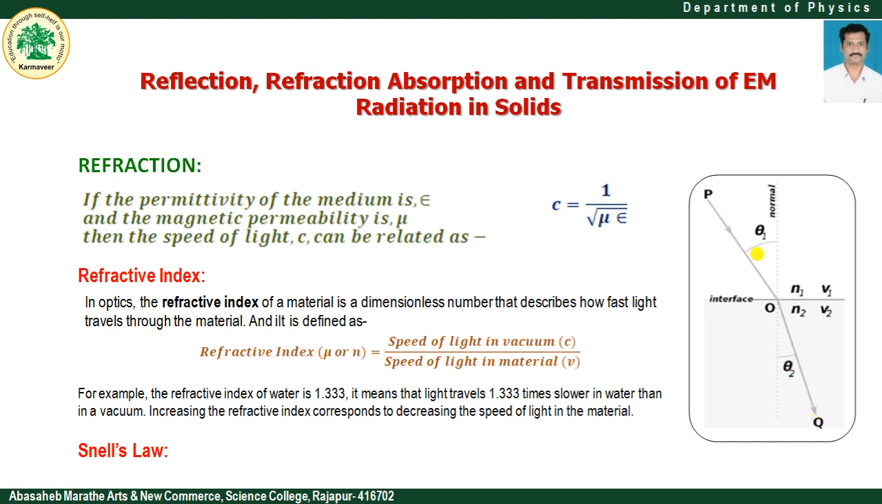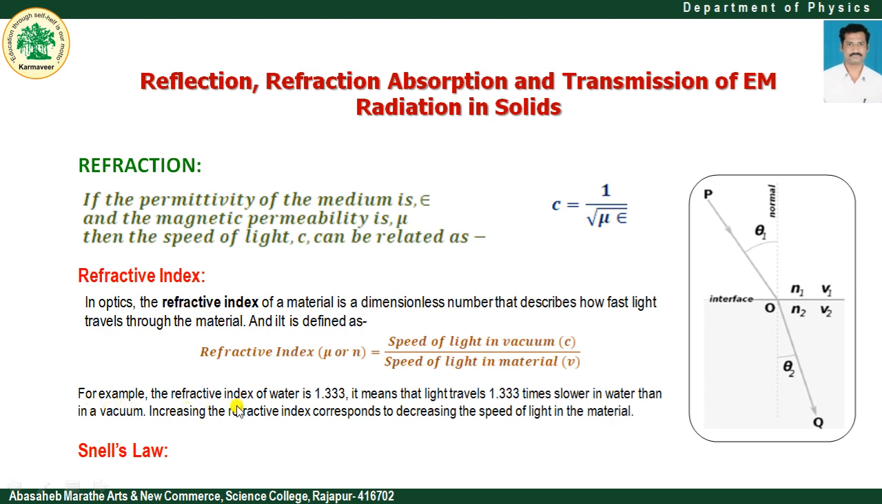Okay, so photons are traveling in a vacuum, and they are allowed to enter through the material. Then in that case the refractive index can be defined by this equation, that is refractive index is equal to speed of light in vacuum, that is, it is nothing but c, which is equal to 3 into 10 raised to power 8 meter per second, divided by speed of light in the material, that is v. Okay, this is the standard definition of the refractive index.